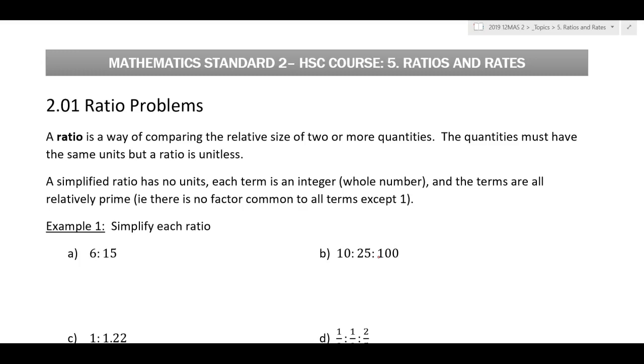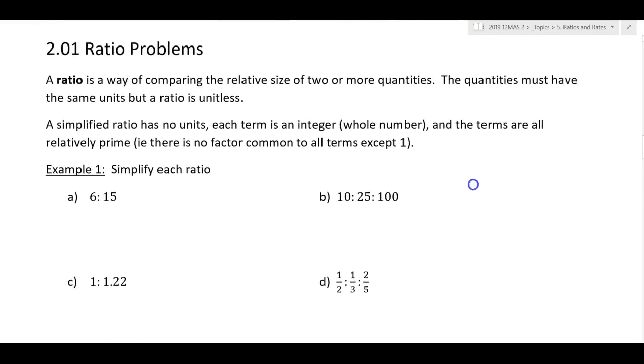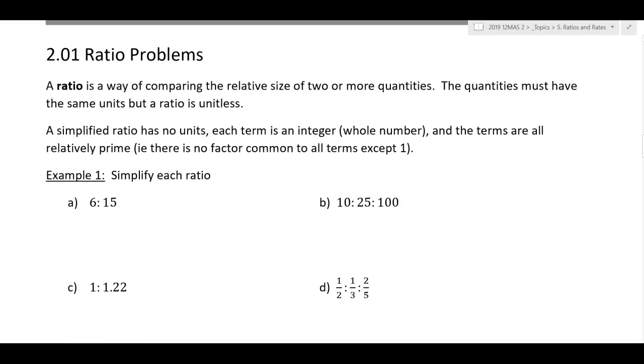Also, we don't want to have any units. Did I put anything with units in there? Yeah, I did. We don't want to have any units in our ratio. And our numbers, our terms, these parts here, have to be relatively prime. That means there can be no factor common to all of the terms. Now, we'll step through these.